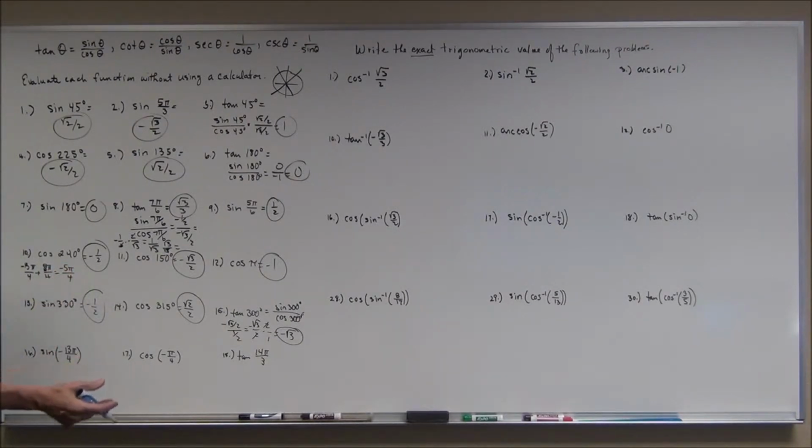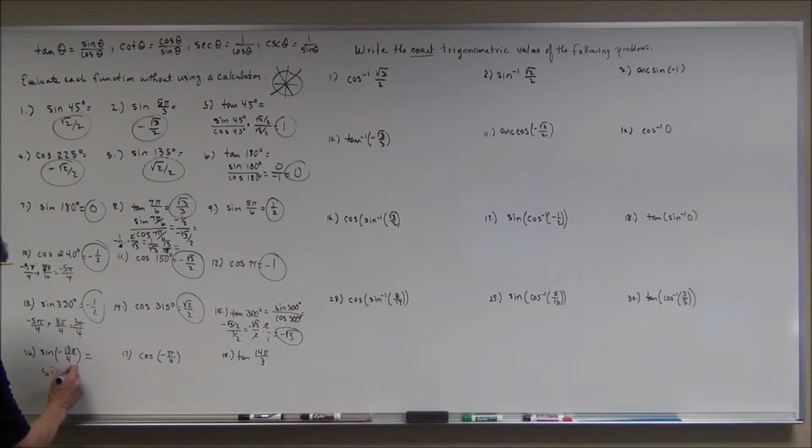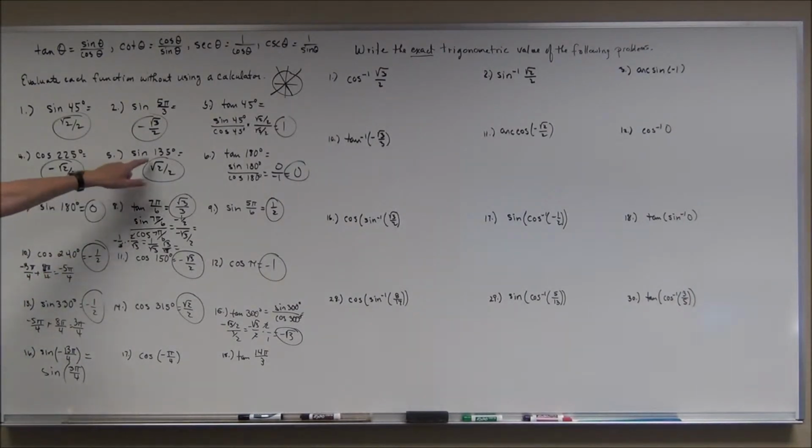Still too small, it's negative. I add another 2 pi. So negative 5 pi over 4 plus 2 pi, which is 8 pi over 4, gives me 3 pi over 4. So this is the same as the sine of 3 pi over 4. Now the sine of 3 pi over 4, it feels like I've done that one. I sure did. 135 degrees and 3 pi over 4 radians are the same angle. This is square root 2 over 2.